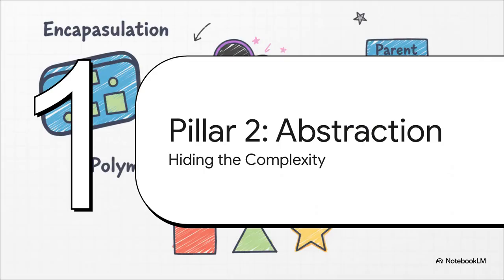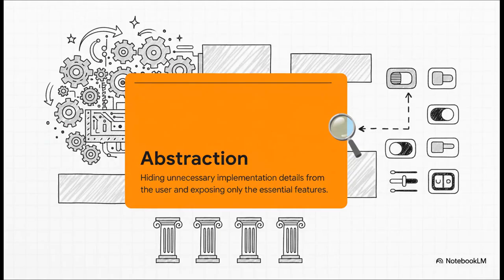Okay, so our data is safe. It's locked away in its vault. Awesome. But a secure system isn't very useful if it's incredibly complicated to actually use, right? So how do we give the user a simple, clean interface without showing them all the messy, complex stuff happening in the background? Well, that is the job of our second pillar, abstraction.